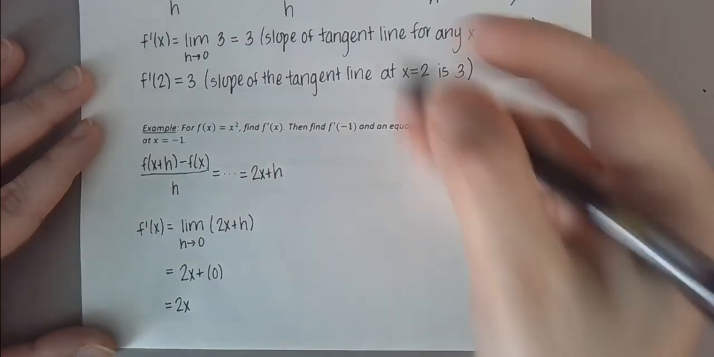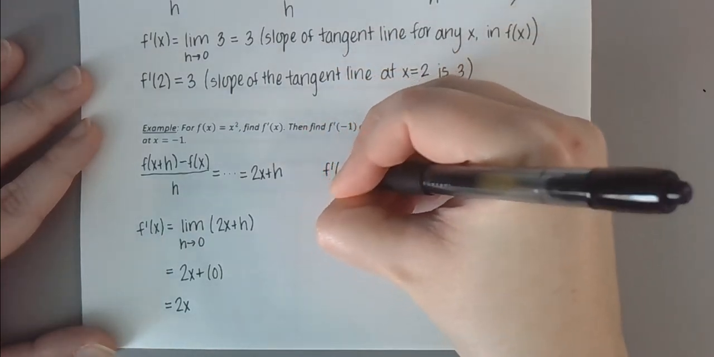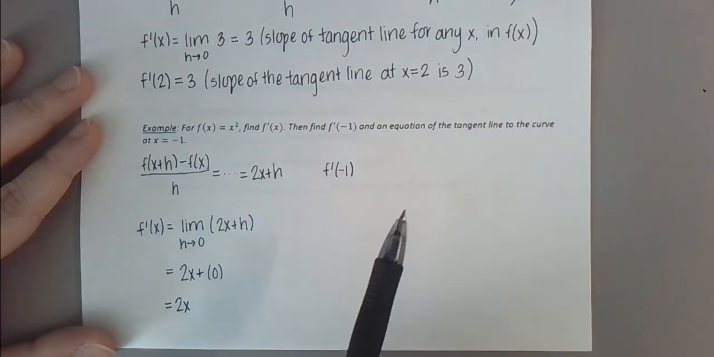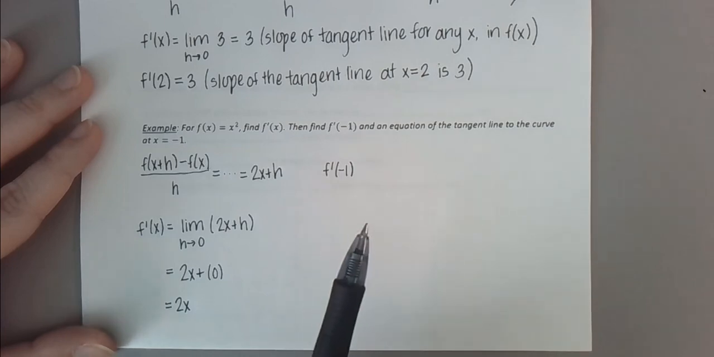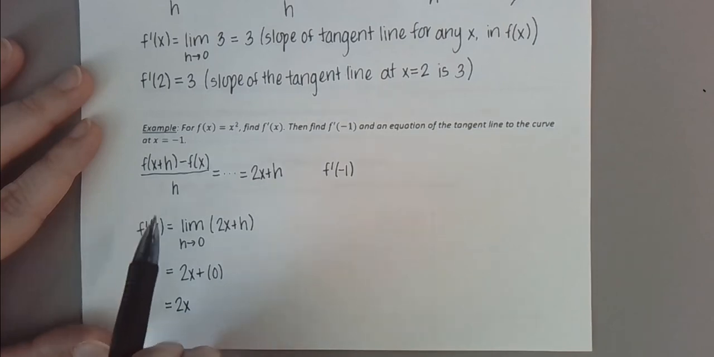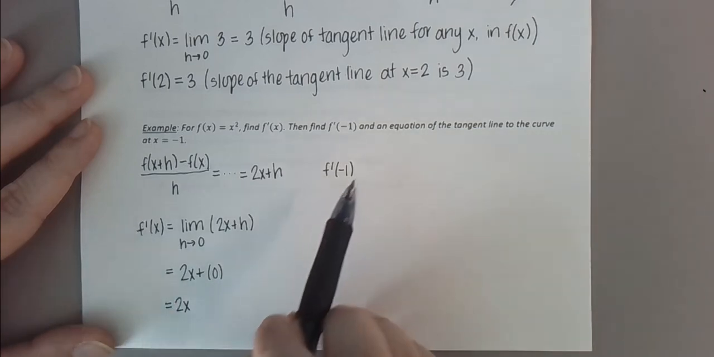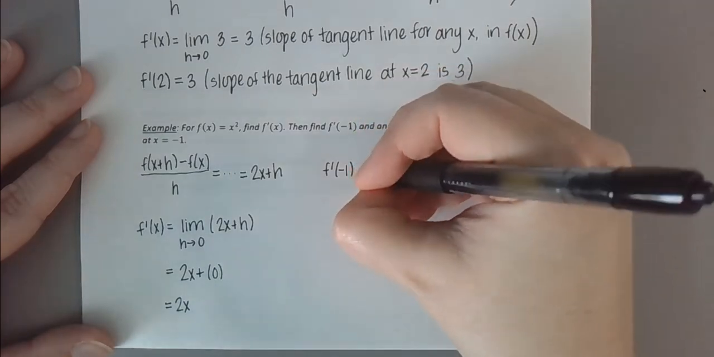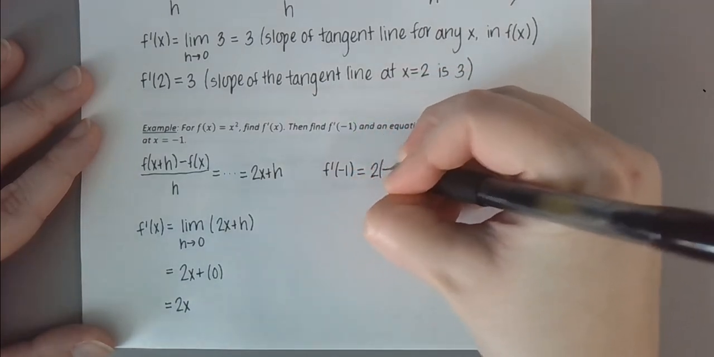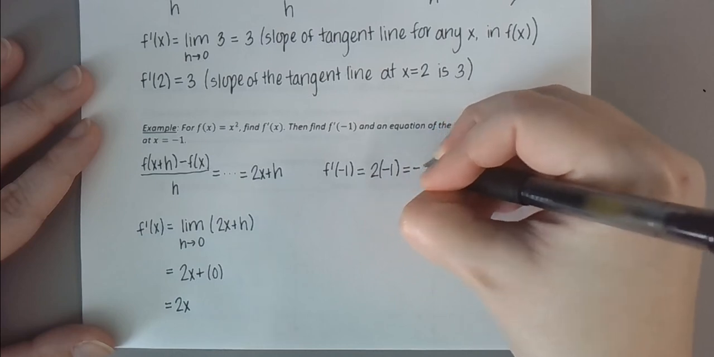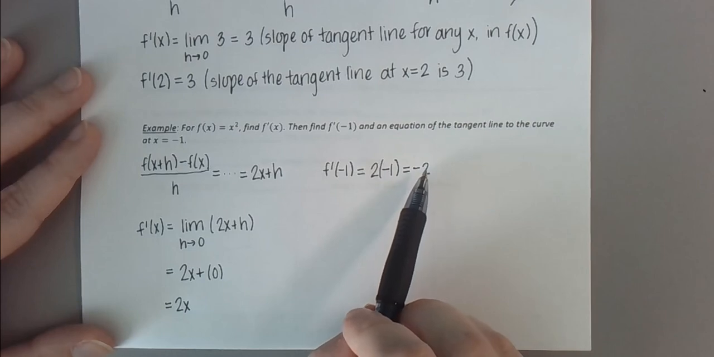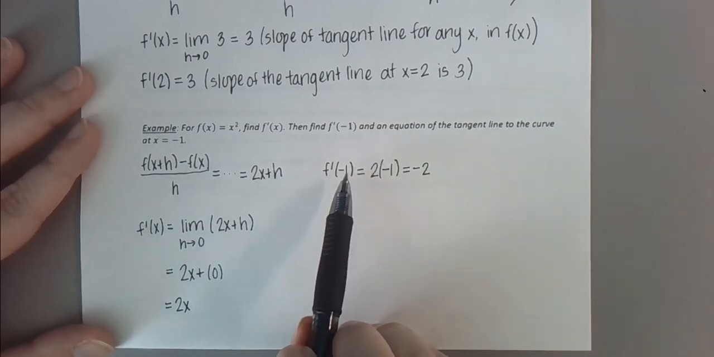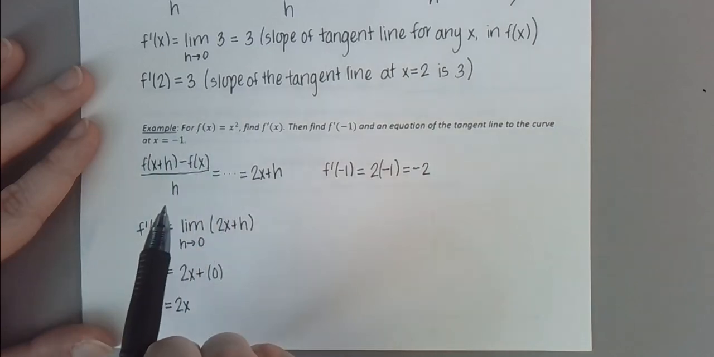So if we want f prime of -1, what we're asking for then is if we go to the location on this graph where x is -1, what's the slope of the specific tangent line at that particular location? And so we take our function defined as f prime of x and we evaluate it with a specific input of -1. So that's going to be 2 times -1, which is -2. So -2 is the slope of the tangent line at x equals -1 if we're looking at the graph of f of x equals x squared.